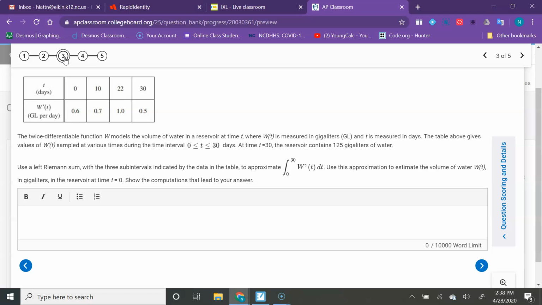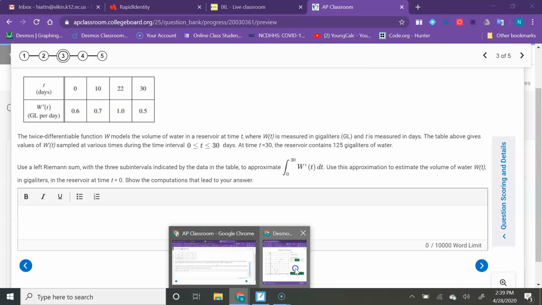Number 3 says to use a left Riemann sum with 3 subintervals indicated by the data to approximate the area under the curve from 0 to 30 of W prime of t. Use this approximation to estimate the amount of water, W of t, in gigaliters in the reservoir at time t equals 0. Show your computations that lead to the answer. So I'm going to do the same thing I did on the last problem, and I'm going to pull up Desmos here.